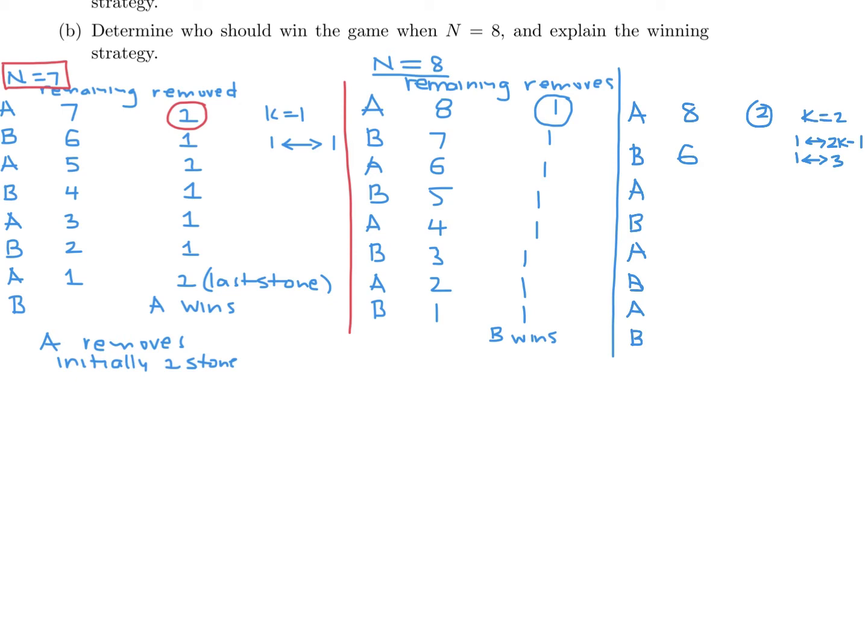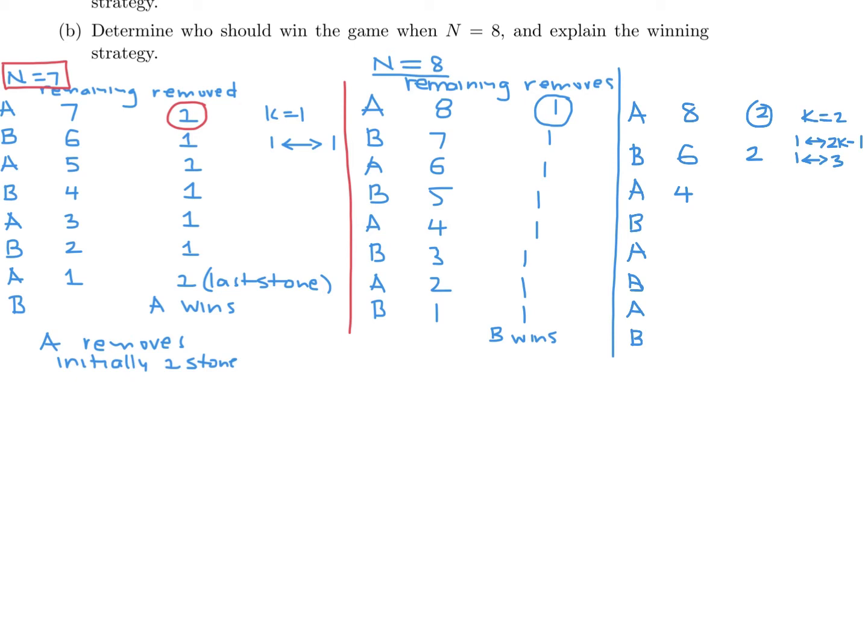Beryl now has to be very careful about what to do here. Because she wants to win, or everybody wants to win, Alphonse wants to win too. But let's see what happens. Beryl is going to choose 2. 2 is the right thing to do here. Because if she chooses 2, then there will be 4 remaining.